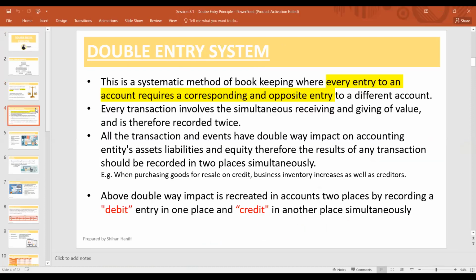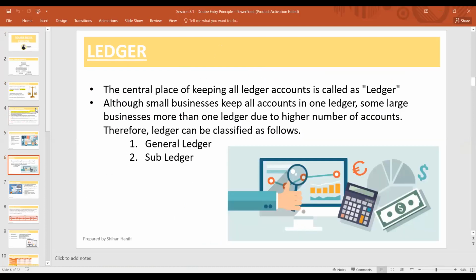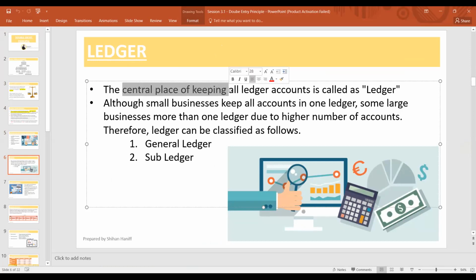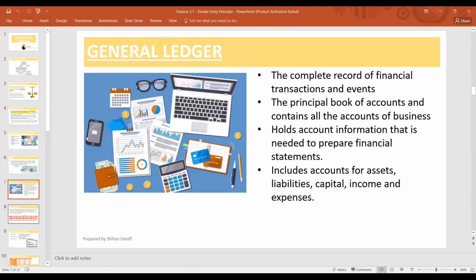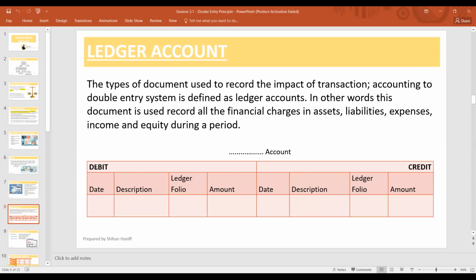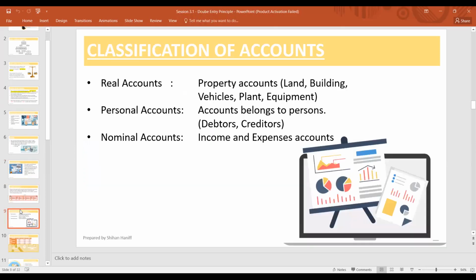The ledger is the central place of keeping all the ledger accounts. It's a central place where we have all the T accounts, ledger accounts, right? So what is meant by ledger account? Ledger account means it has 2 sides, debit and credit. I hope you all know these points. Okay, so there are different types of ledger accounts. This is also very important because there are some questions on this.